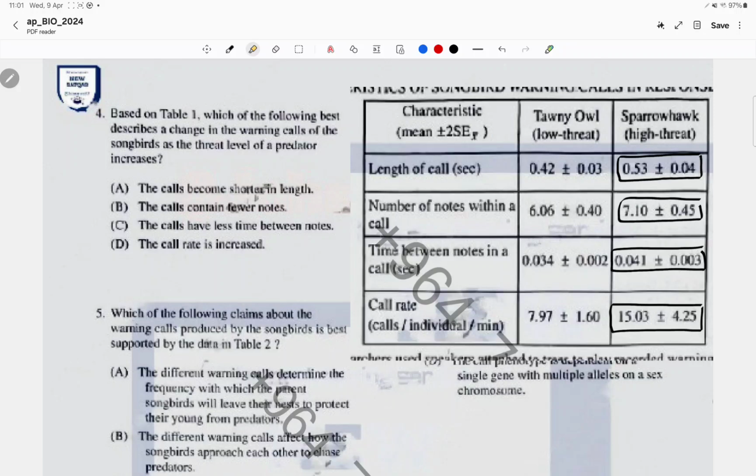Okay, so who is more of a threat to the songbirds? The tawny owl, or the sparrowhawk? Sparrowhawk. Right now we're focusing on the sparrowhawk. So it says in A that the calls become shorter in length. Actually, the length of the call becomes longer in the case of the sparrowhawk. So it's not A. The calls contain fewer notes. Actually, the number of notes in the call becomes more in the case of the sparrowhawk. The calls have less time between notes. Actually, time between notes in the call is more in the case of the sparrowhawk. The call rate has increased. True, the call rate has increased. So it's going to be the choice with the call rate increase. Good.